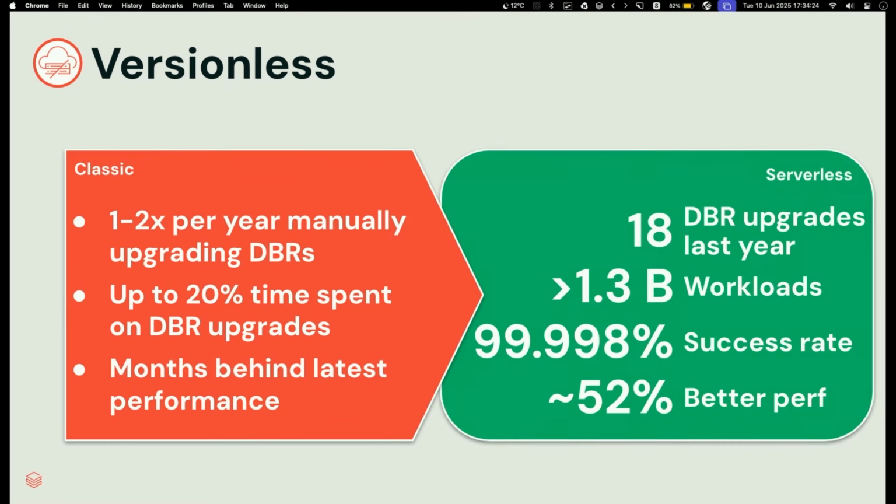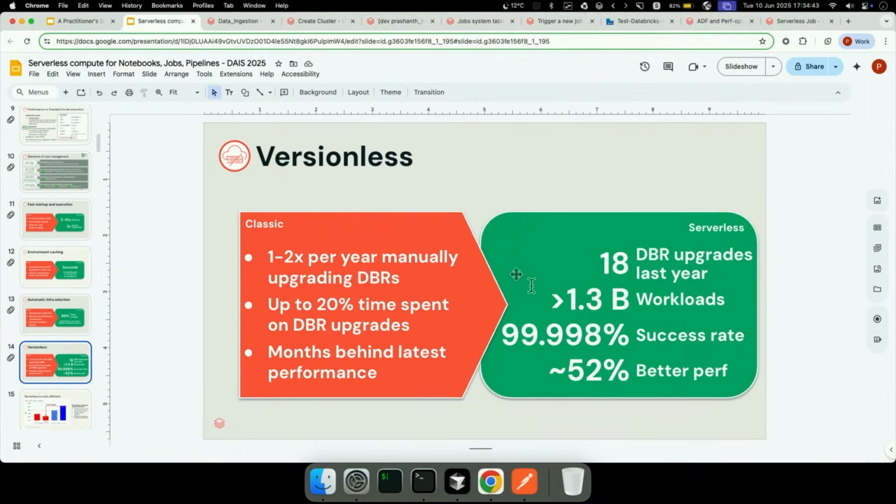He's going to go into the weeds of how serverless is versionless. And also, there is one important key point here. Though we had done 1.3 billion workload upgrades, the overall success rate is almost 100%. It's just 0.002% where we failed, and there is better performance. Now, I said a lot of things there.